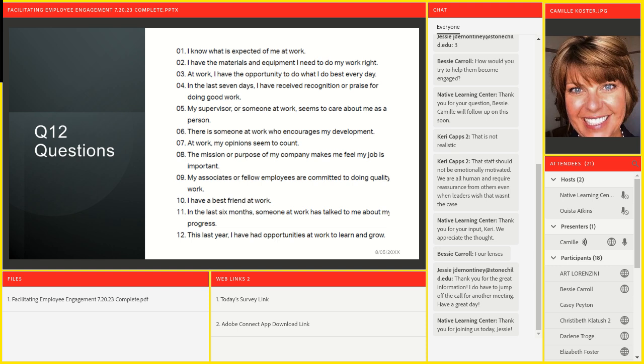The next one, someone's talked to me about my progress. So having open, honest feedback, talking to me about what I'm doing great, talking to me about where I may be struggling or some opportunities for growth. And that feeds right into that last one, that the conversations we're having today are about learning and growing. We're definitely at a new place in the workforce where people are not willing to stay in jobs where there is not learning and growing going on.